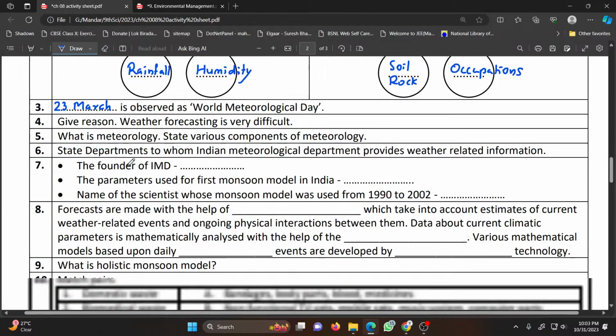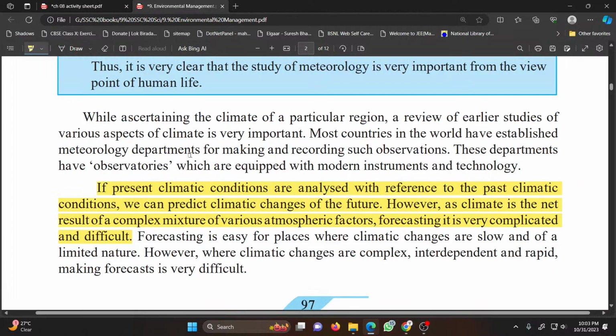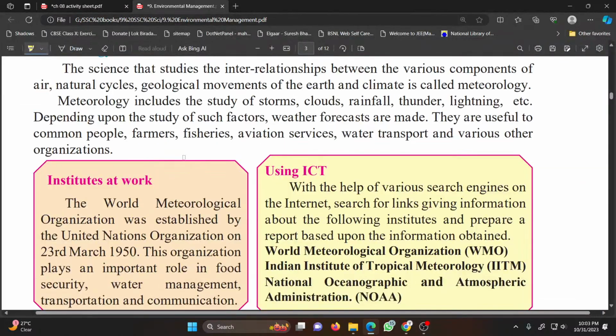What is meteorology? State various components of meteorology. The science that studies the interrelationships between various components of air, natural cycle, geological movements of earth, climate is called meteorology. Meteorology includes study of storms, clouds, rainfall, thunder, lightning, etc. They are useful to common people, farmers, fisheries, aviation services and various other organizations.